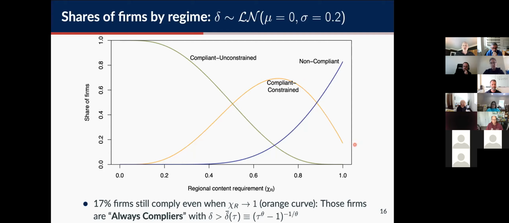And then in particular, notice that here the curve ends at 17%. So in this simulation right here, 17% of firms will always comply with the rule of origin. That is, you crank the rule of origin all the way to the max, which is kind of sending the country into autarky. We still have 17% of the firms that are going to comply.